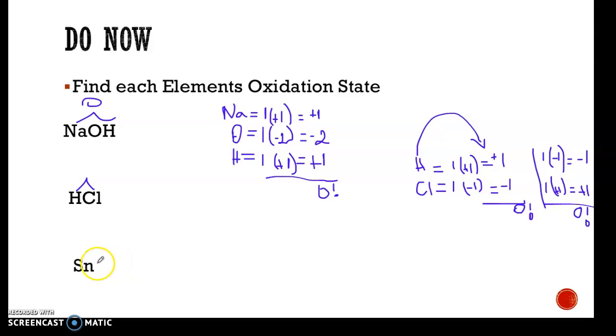All right. And then we have Sn on our last one over here. Now, Sn's oxidation state will equal 0. Exactly. Sn's oxidation state will equal 0 because it's by itself. If it was with another element, like if I had SnO2 over here, it would be possible because obviously there's going to be a transfer over here. But because this is not there and it's by itself, its oxidation state is 0. So that's our do now for today.